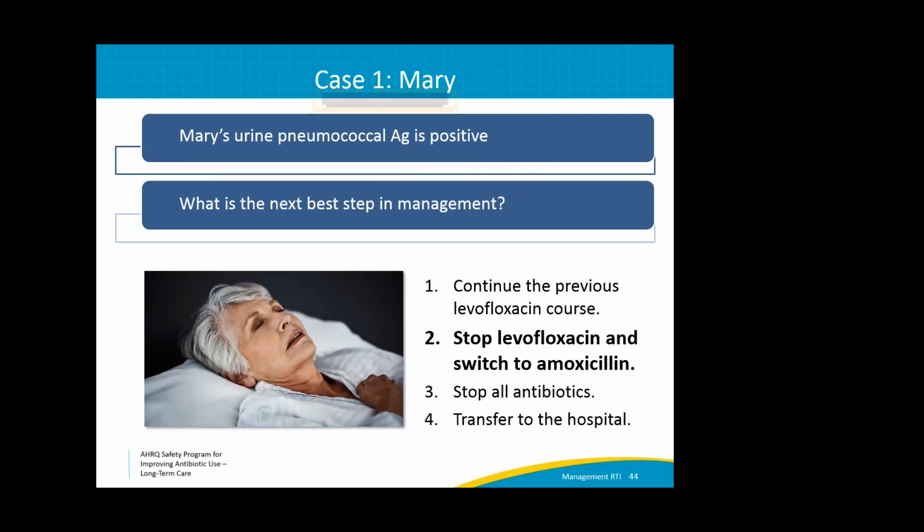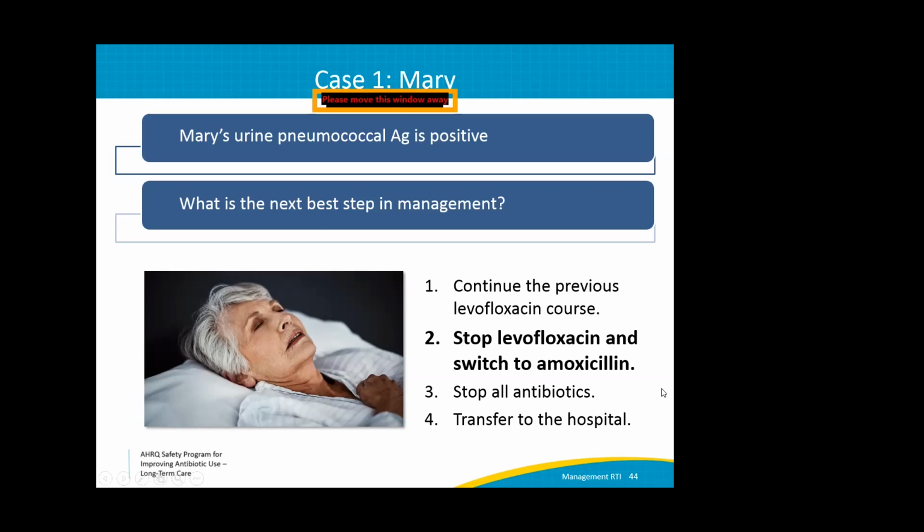It has a lot of potential side effects, including much higher risk of C. difficile infection, QTc abnormalities. In elderly patients, it has also been described as a cause of, or more likely to cause, encephalopathy or delirium. So amoxicillin is the better choice.